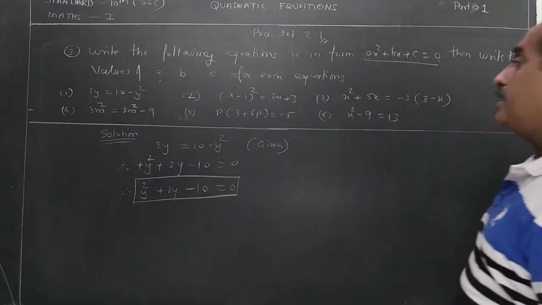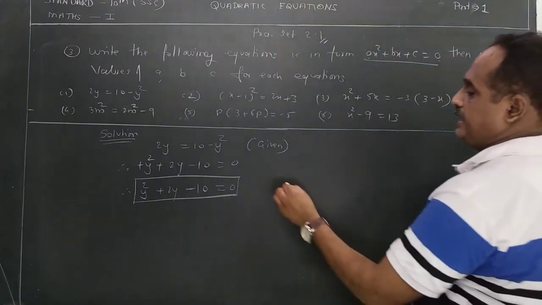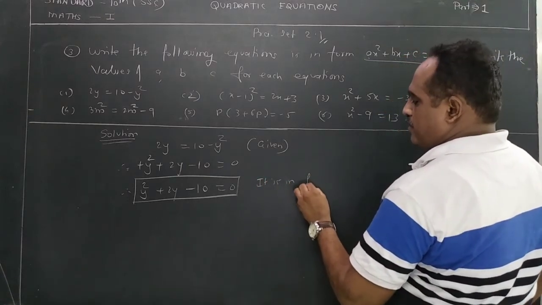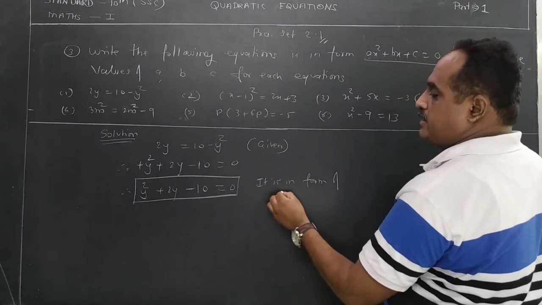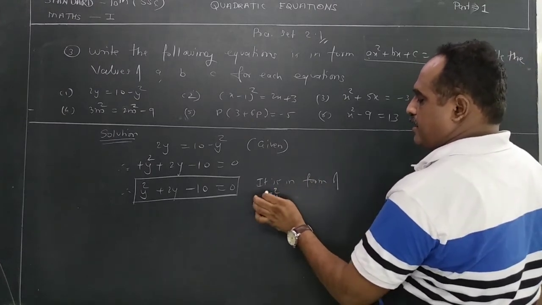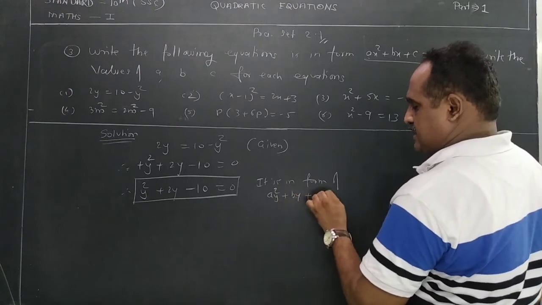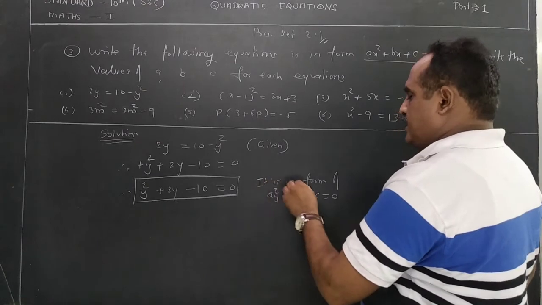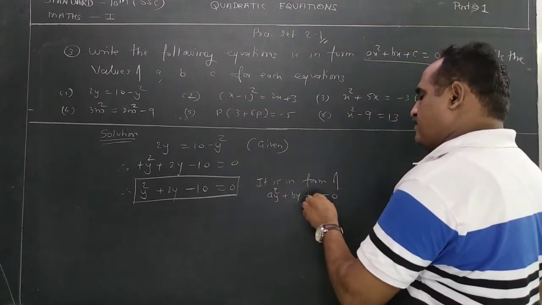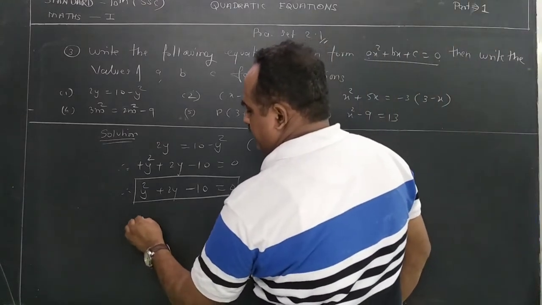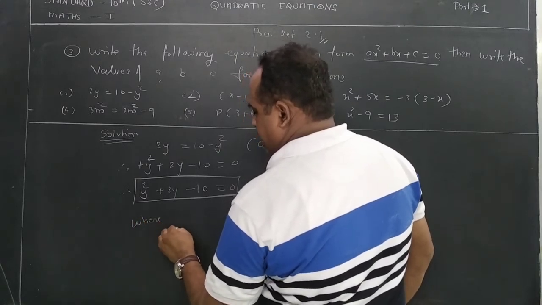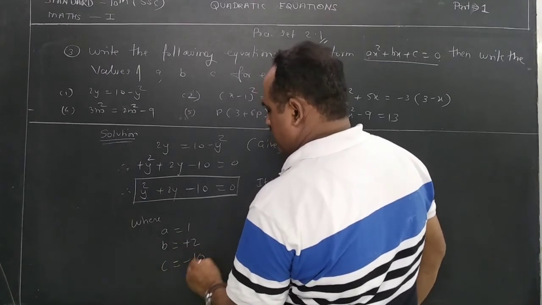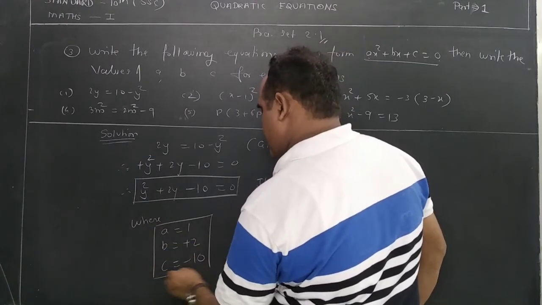We got this in the form of ay square plus by plus c is equal to 0, where I can write a is equal to 1, b is equal to plus 2, and c is equal to minus 10. This way we are going to write.